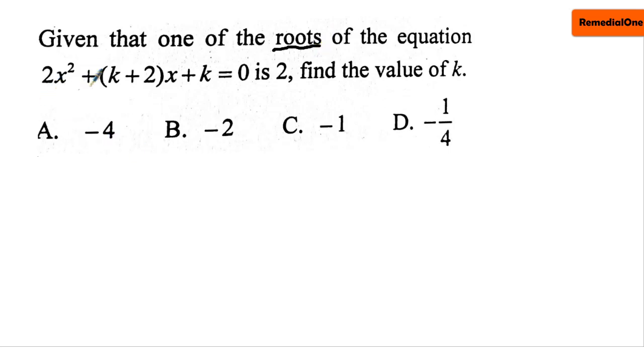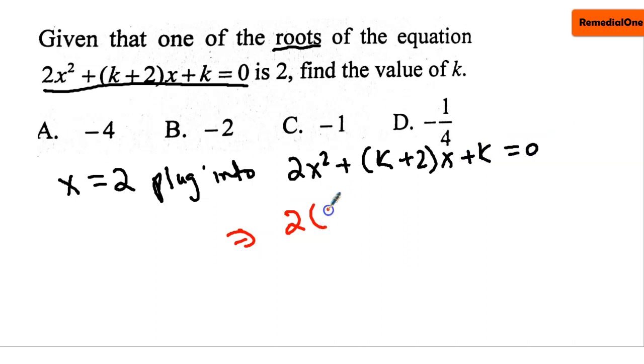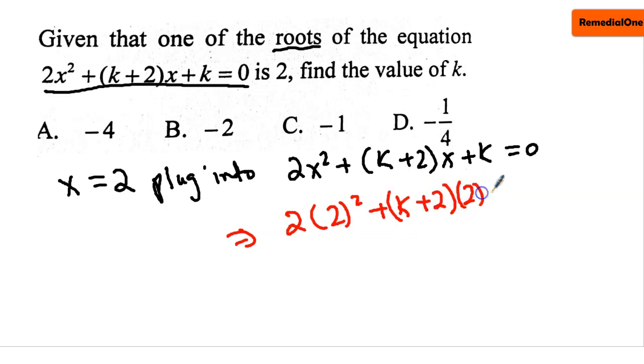So here they have given you the equation and they are saying that 2 is a root, a solution. So what do we know about the root? Another name for the root is x-intercept. So x equals 2. That's the meaning of that. So we can plug this into this, and find our k. When we do that, this implies 2 squared plus k plus 2, times 2 plus k, equals 0.